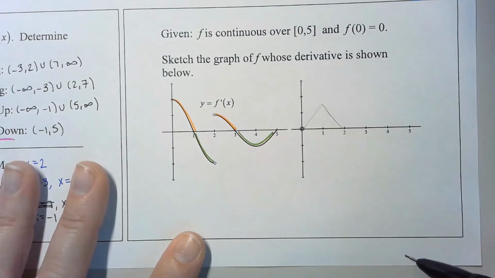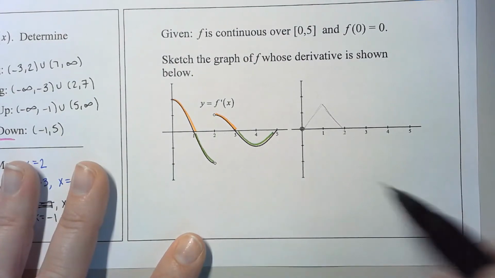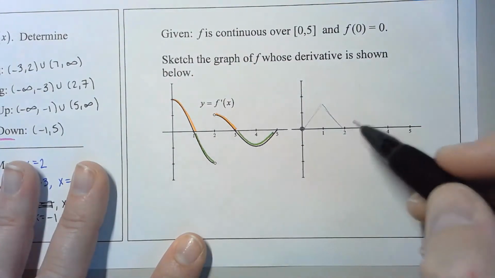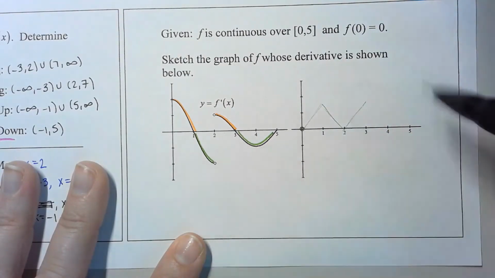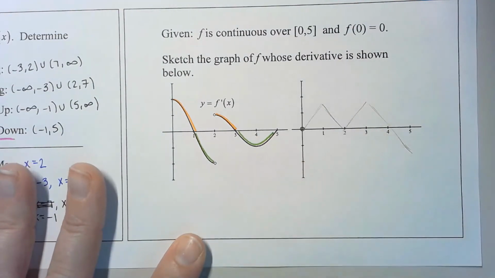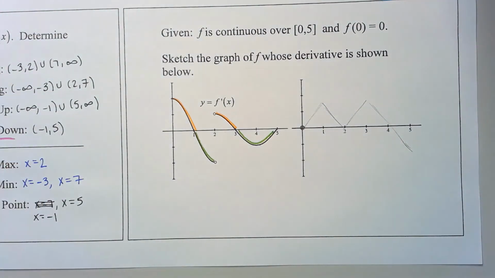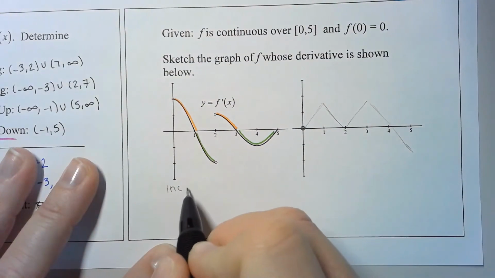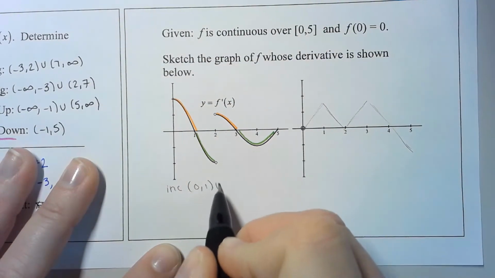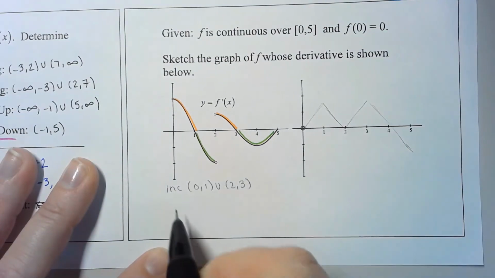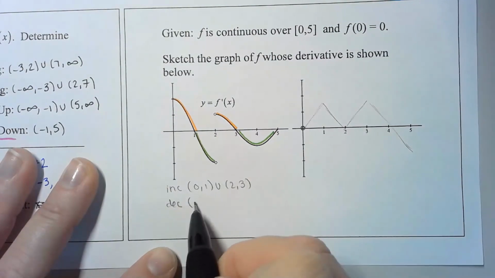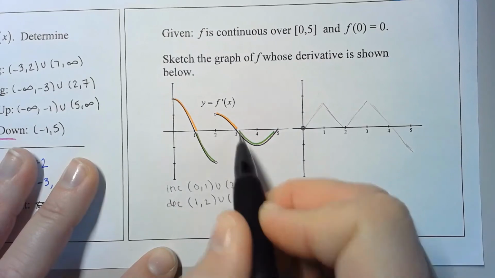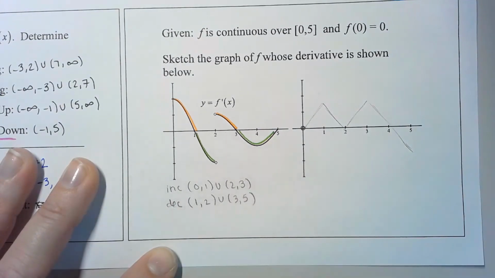I don't know how steep to make this. Increasing from 2 to 3, decreasing from 3 to 5. Again, I don't know how steep. I'm just going to lightly with my pencil put in my appropriate increasing and decreasing behavior. We could write that down if you wanted to. We are increasing from 0 to 1, and then again from 2 to 3, decreasing from 1 to 2, and then again from 3 to 5.